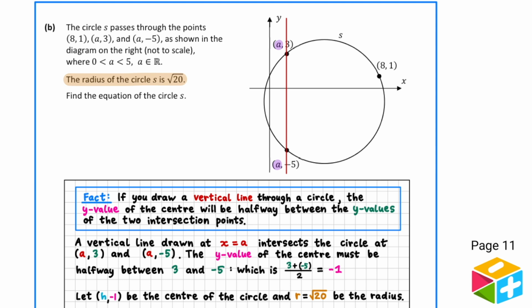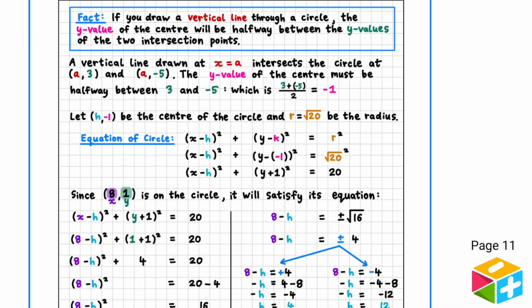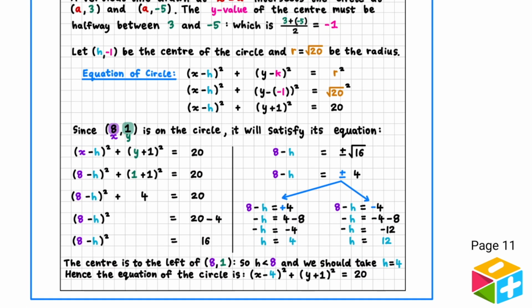Using our fact, we can deduce that the y value of the centre of the circle will be halfway between the y values of these 2 points. In other words, it will be halfway between 3 and minus 5. We can find this halfway point by adding together the numbers and dividing by 2. This gives us 3 plus minus 5 all over 2, which comes out as minus 1. We've shown that the centre of the circle has a y value of minus 1.